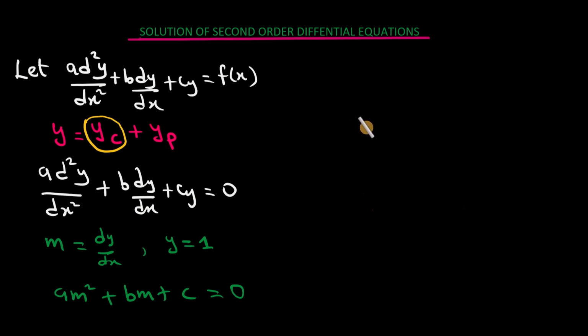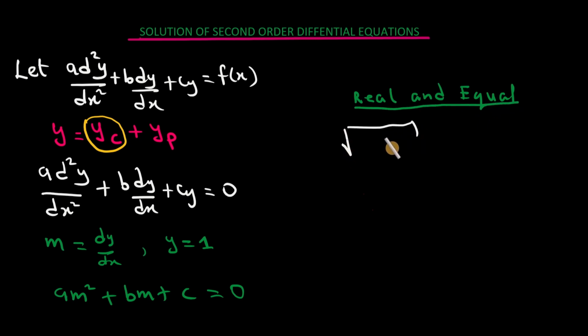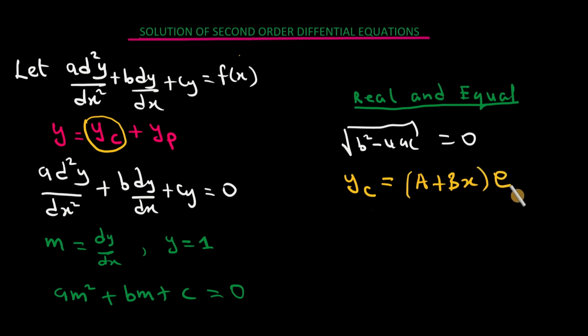Let's say the roots are real and equal, that is the discriminant, which is b² - 4ac, is equal to 0. Then the general solution of this homogeneous equation is obtained from the formula yc = (A + Bx)e^(αx). m = α is the solution of this quadratic equation. A and B here are any real constants.